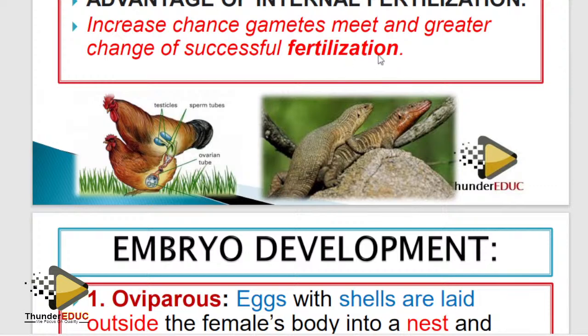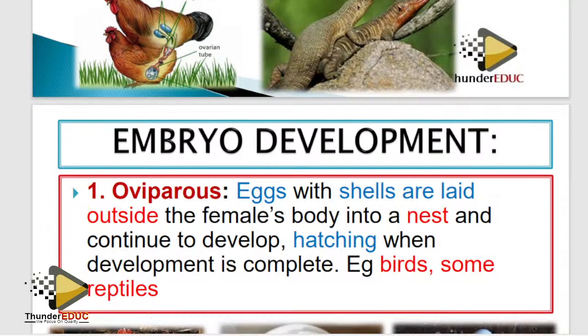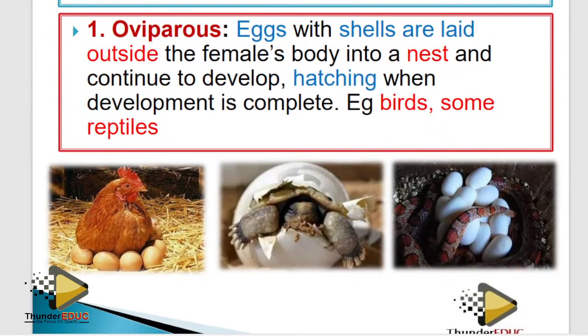You need to know the examples of each, because if you don't understand, then you won't be able to identify which organism belongs to which mechanism of fertilization. That's number one.